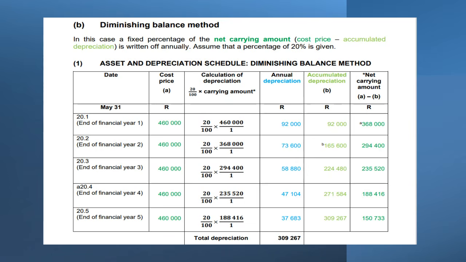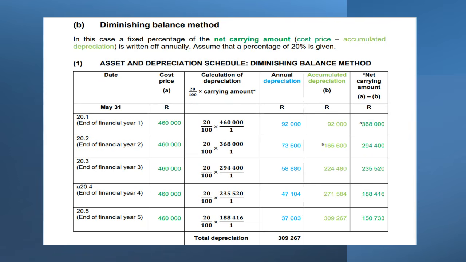So on year one, I want to just emphasize this. On year one, what they're saying here is that the formula says cost price less your residual value less your accumulated depreciation. So on year one here, we said the cost price is 460,000. What is our residual value? It is 0 because they were not told anything about the residual value. So we are saying 460 less 0 less the accumulated depreciation.